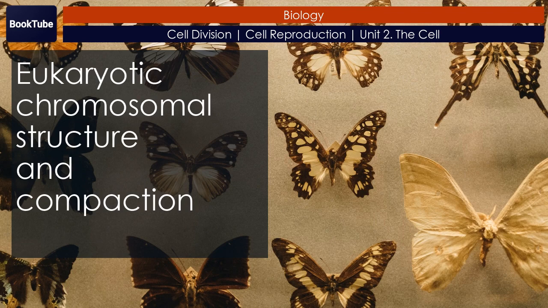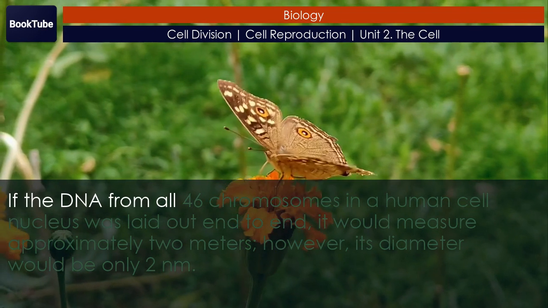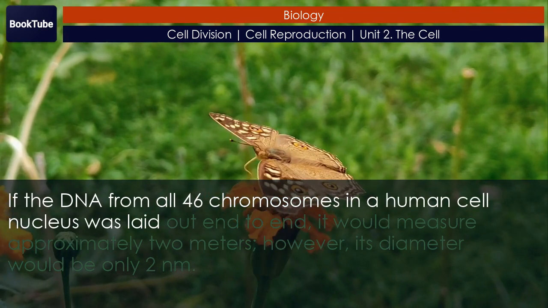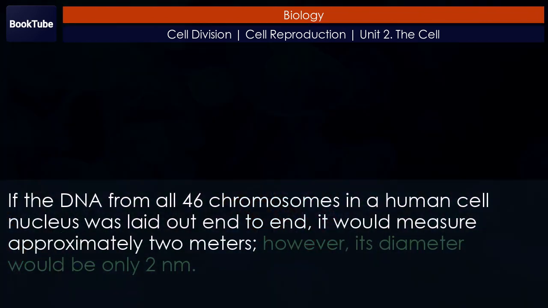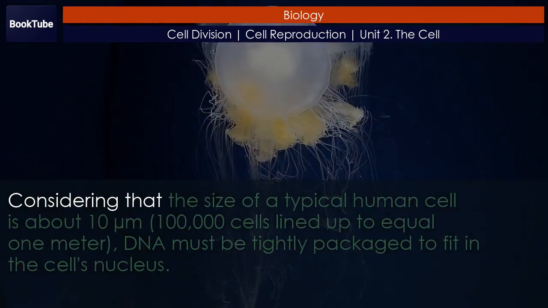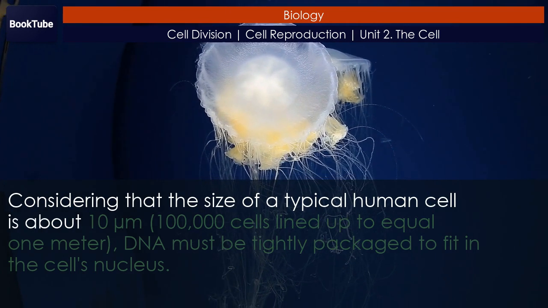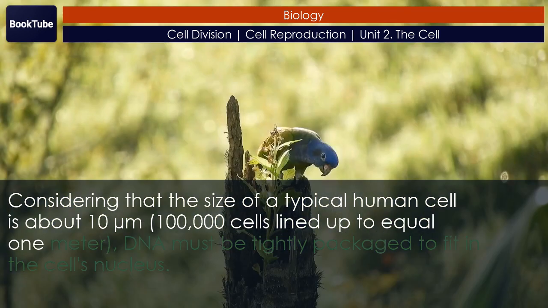Eukaryotic chromosomal structure and compaction. If the DNA from all 46 chromosomes in a human cell nucleus was laid out end to end, it would measure approximately 2 meters. However, its diameter would be only 2 nanometers. Considering that the size of a typical human cell is about 10 micrometers, 100,000 cells lined up would equal 1 meter.